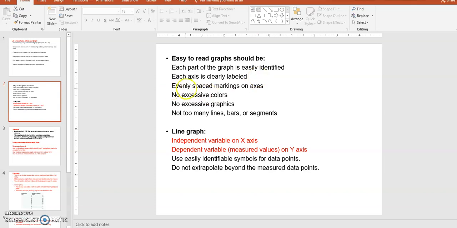Evenly spaced marking on the axis should be good, so the data should be scattered all over the space, not cornered in one side. And no excessive color should be used. I know there are some people who love to use different colors, but doing too much would not be good. No excessive graphics either. Not too many lines, bars, or segments. So make it simple and easy to understand.